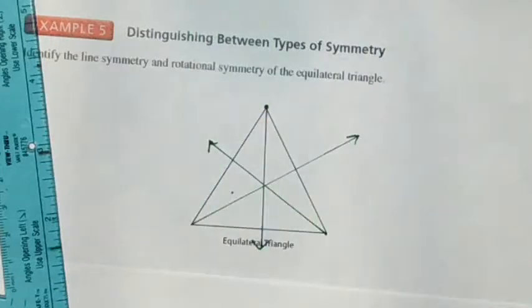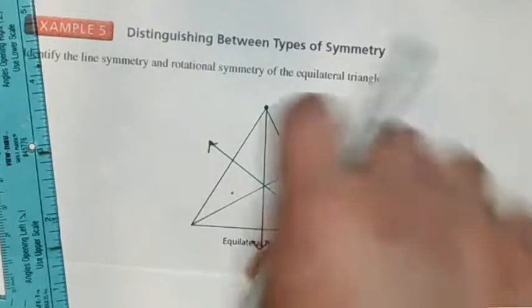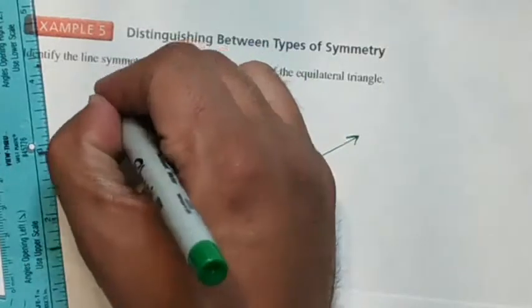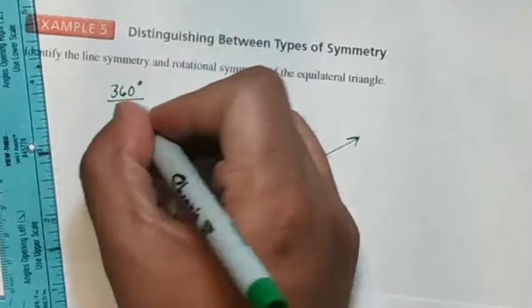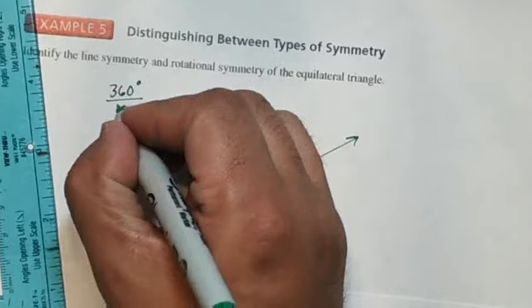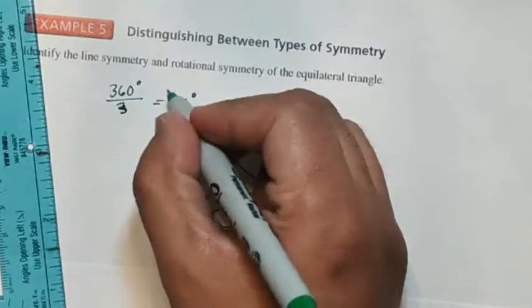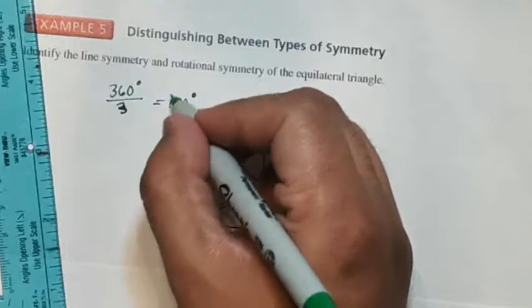Now the question is, what's the smallest degree that I can rotate it so that it does map onto itself? I want to figure out the smallest angle that I can rotate this and where it will map onto itself. So if I go all the way around, that's 360 degrees, and I divide that by the number of lines of symmetry. Since there's 3 lines of symmetry, 360 divided by 3 gives me 120 degrees. So that would be the smallest angle that I would rotate it, 120 degrees, and this equilateral triangle would map onto itself.